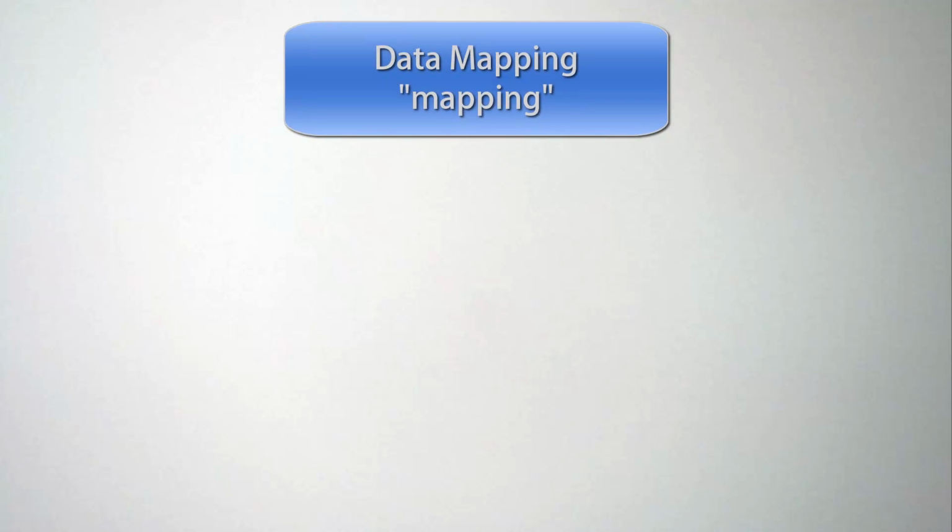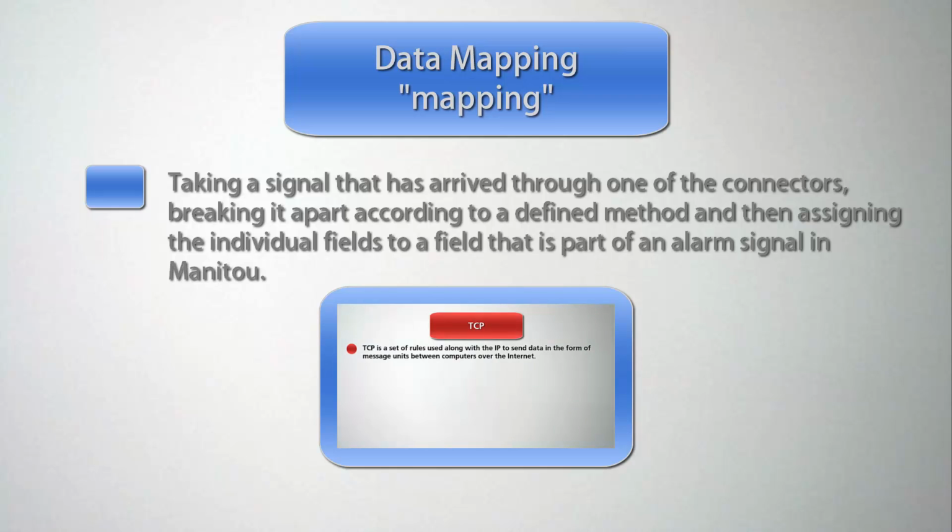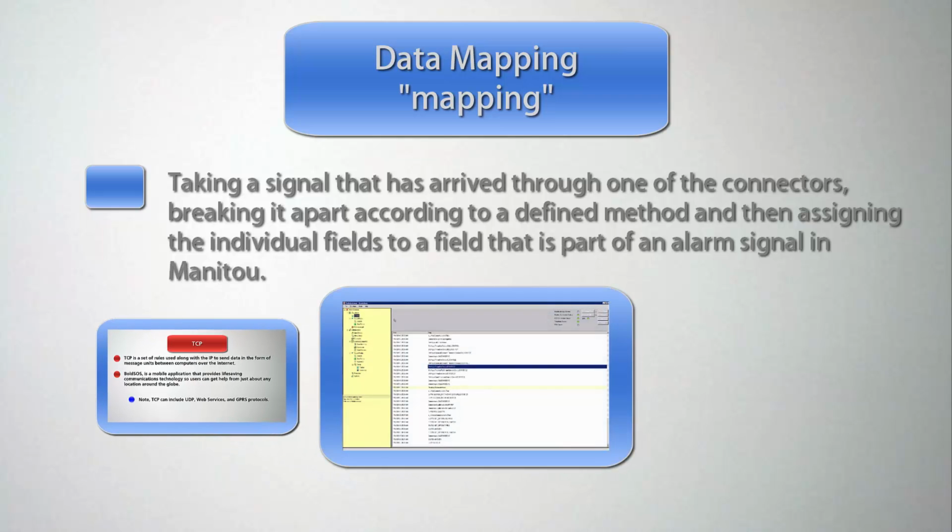Data mapping, also known as mapping, is taking a signal that has arrived through one of the connectors, breaking it apart according to a defined method, and then assigning the individual fields to a field that is part of an alarm signal in Manitou. I recommend, if you haven't done so already, viewing our UniversalConnector overview video and part 1, setting up connectors.